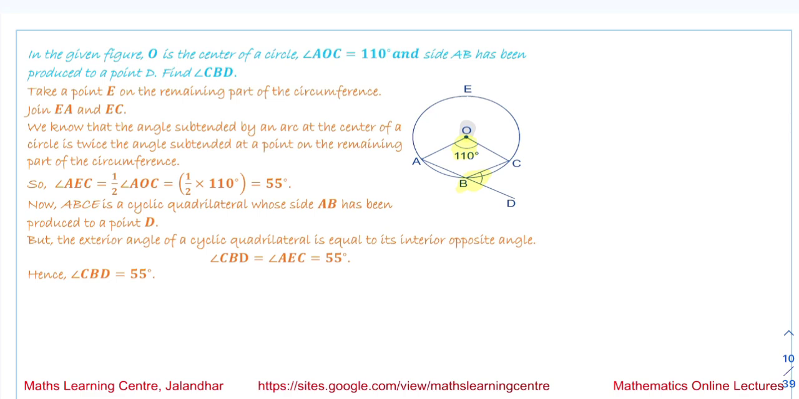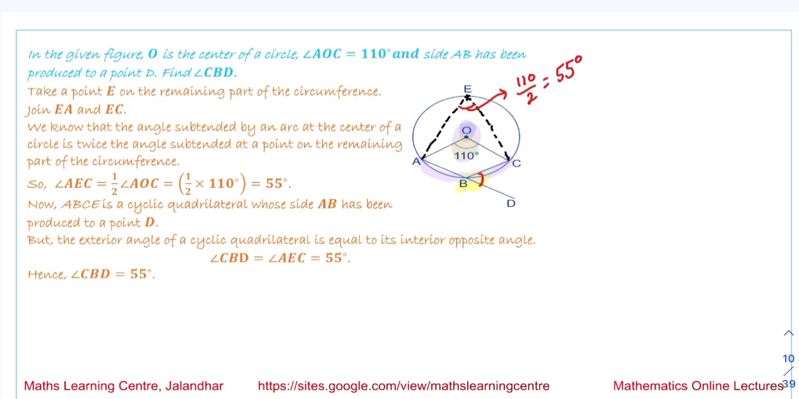So what we are going to do is the construction over here. We have considered a point E on this circle, and we are joining the points A and E, and C and E. Now look at this arc ABC. The angle at the center is 110 degrees, then the angle at this point E will be 110 by 2, that is equal to 55 degrees.